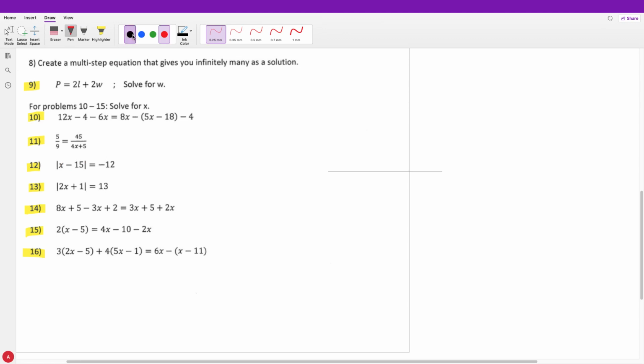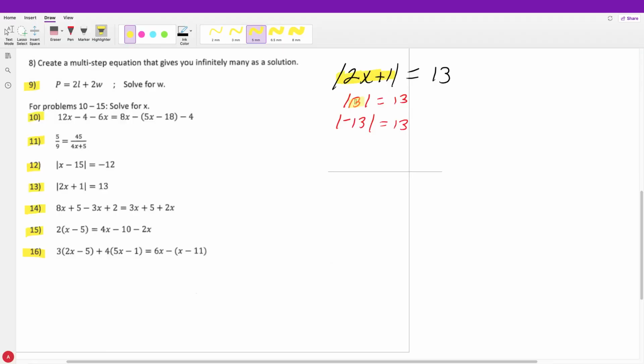All right, now the next one we're going to do is question number 13. In this one, we have the absolute value of 2x plus 1 is equal to 13. And remember, the absolute value of 13 is equal to 13, and the absolute value of negative 13 is also equal to 13. So that means that this 2x plus 1 could be equal to a positive 13 or a negative 13. So remember, it creates two equations: 2x plus 1 is equal to 13, or 2x plus 1 is equal to negative 13.